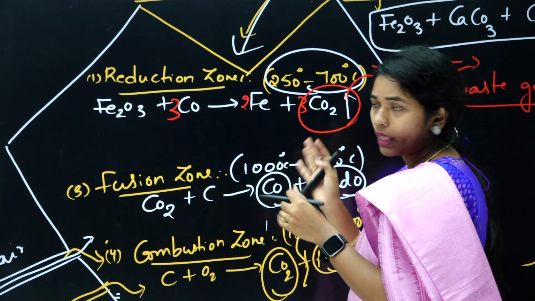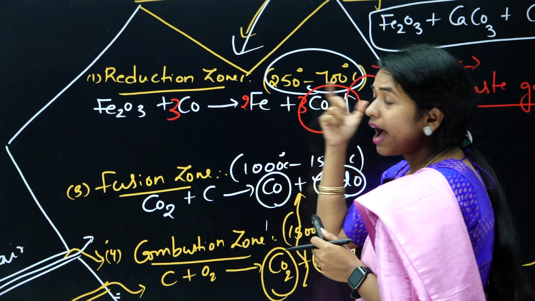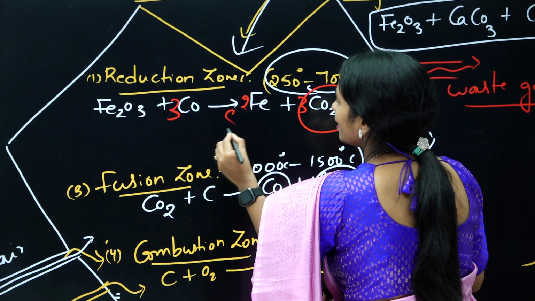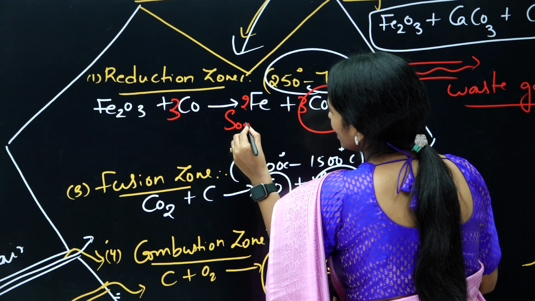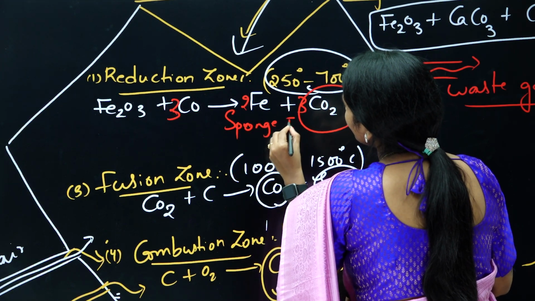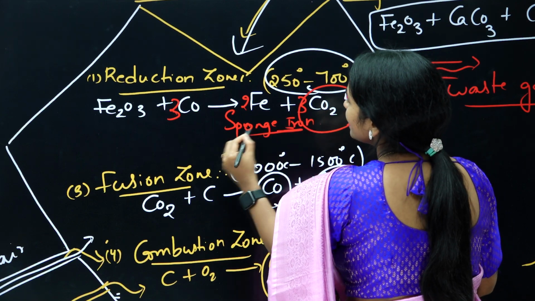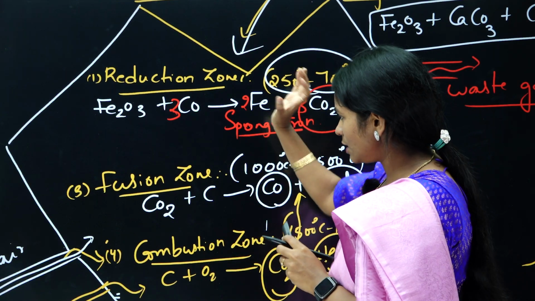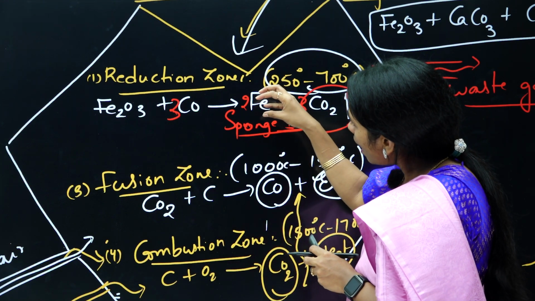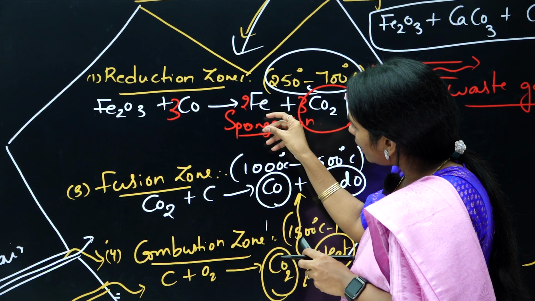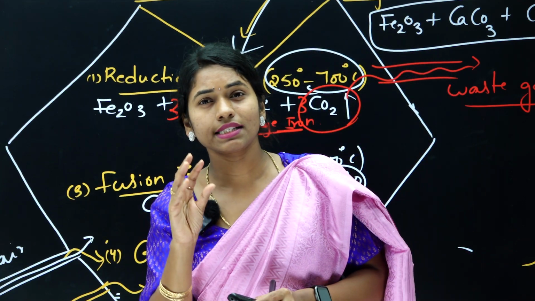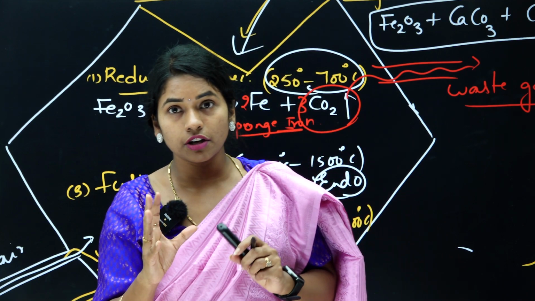Now, whatever iron we got, that iron is called sponge iron. Some say sponge iron, or spongy iron, whichever pronunciation. This iron is formed here. Actually, what happens is this iron slowly melts. It will be neither fully solid nor liquid, but some semi-solid kind of structure.